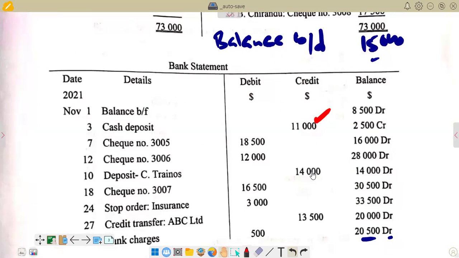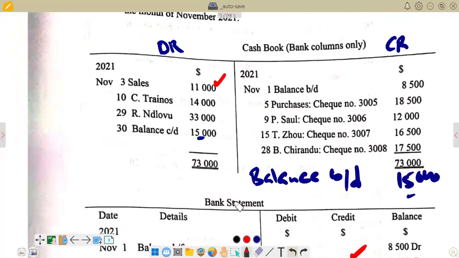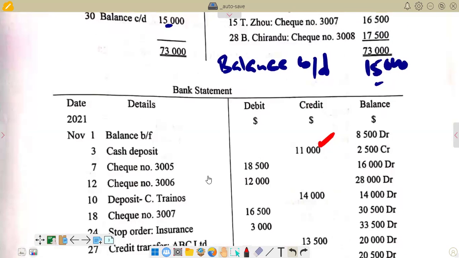So if you come here, we've got 14,000. So we go back again to the debit side of the cash book to check, and you see that we've got 14,000 here. As simple as that. Then you come back to the bank statement to check the next figure.